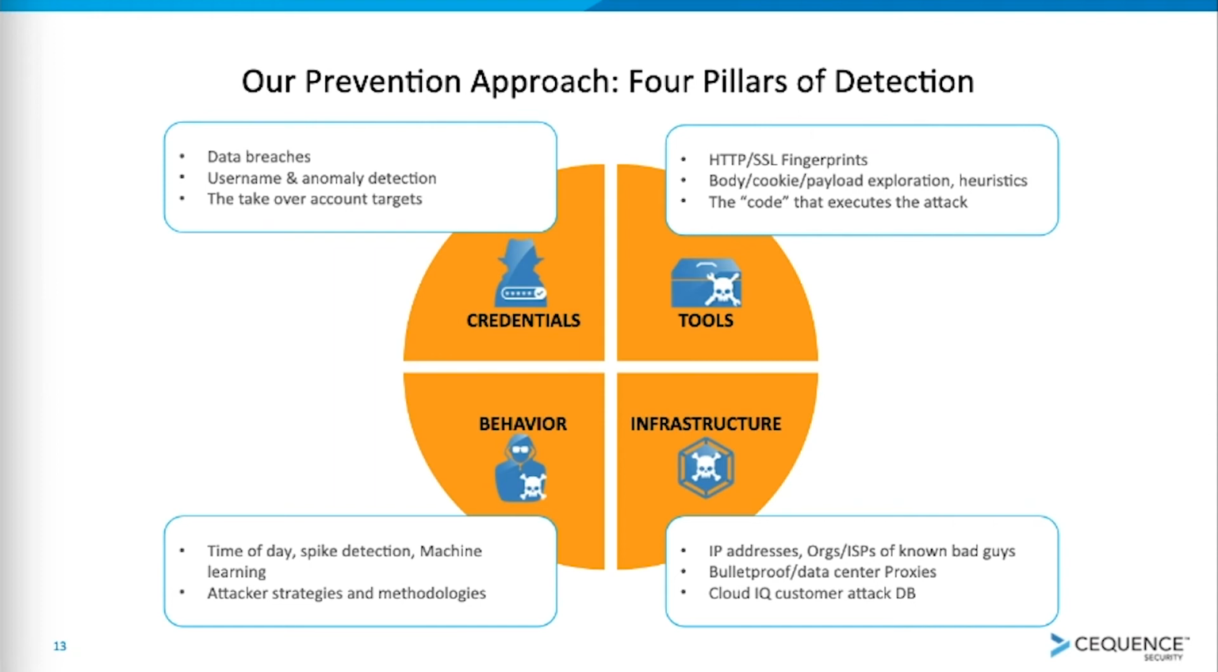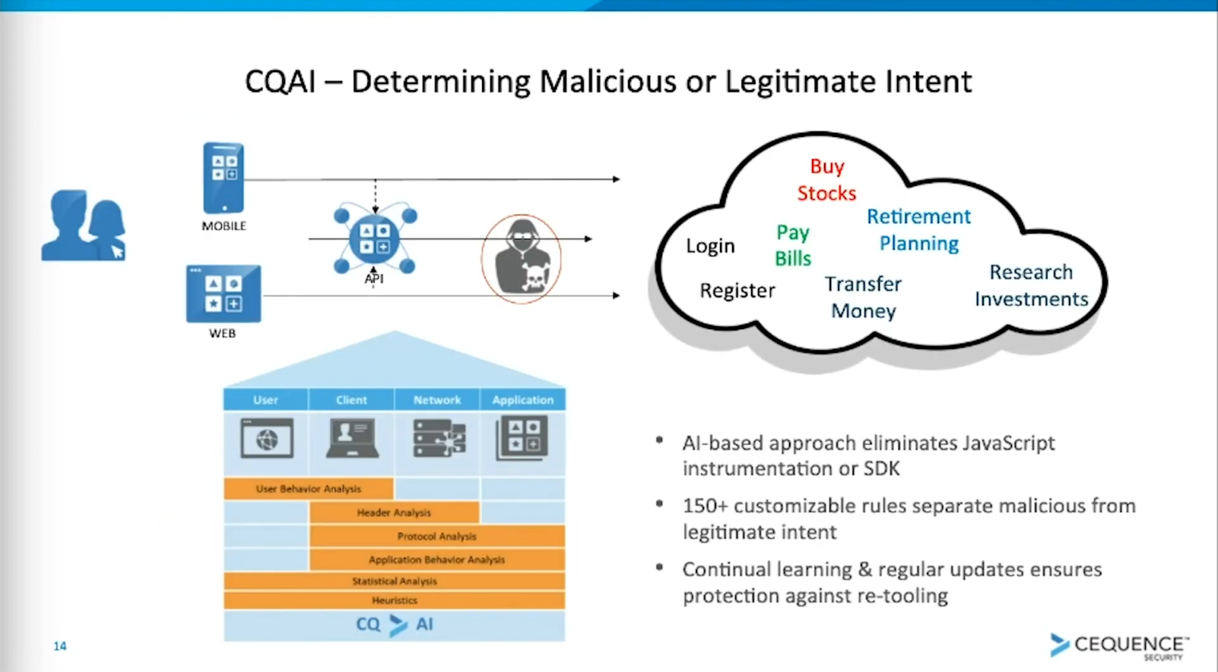So I kind of already touched on this, so I probably won't go through it in too much detail, but the AI engine does look at all four of the elements that I have talked about throughout the presentation, looking at the credentials, the tools in use, the infrastructure, and how the attackers behave. This is really the heart of how we go about determining malicious from legitimate.